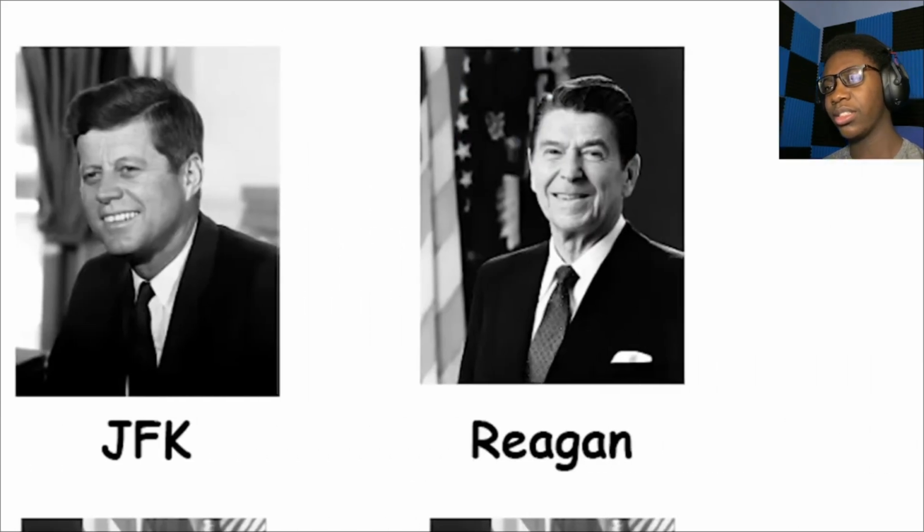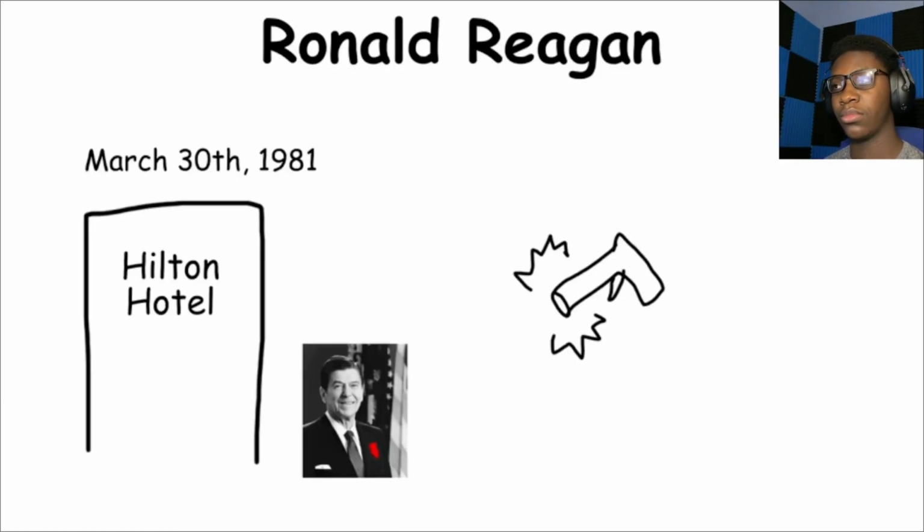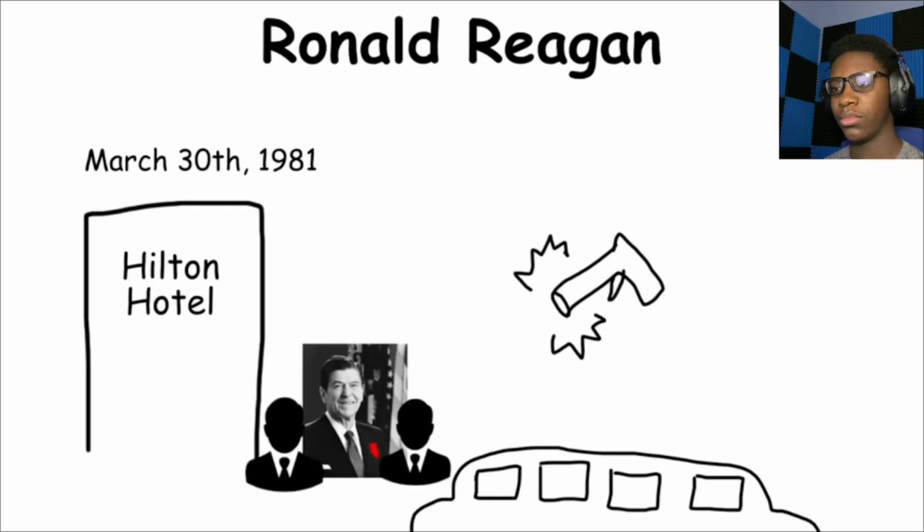government. Ronald Reagan. On March 30th, 1981, President Ronald Reagan was shot while leaving the Hilton Hotel in Washington, D.C. The Secret Service agents acted quickly.